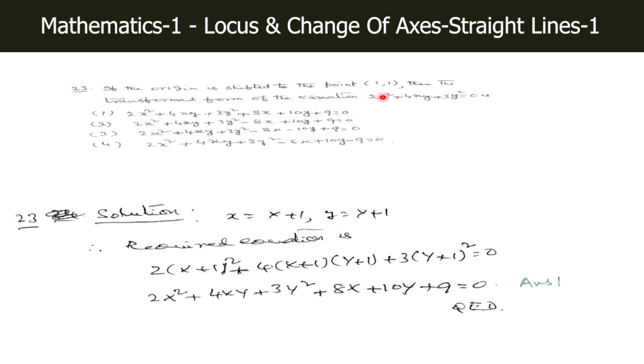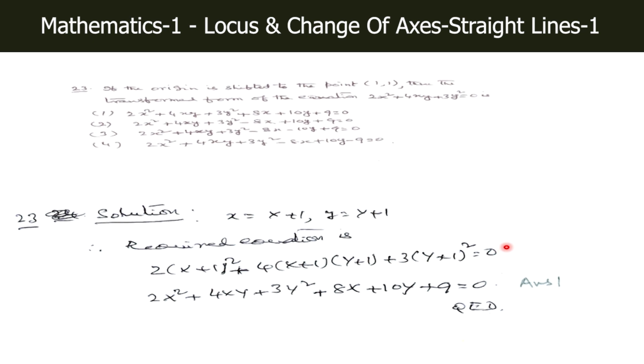Now, as per the translation, if capital X comma Y is the new coordinates of the point whose old coordinates are small x comma small y, then you know that small x is equal to capital X plus 1, small y is equal to capital Y plus 1. So, the required equation is: substitute capital X plus 1 and capital Y plus 1 in the given equation in place of x and y. So, that we will have 2 into X plus 1 whole square plus 4 into X plus 1 into Y plus 1 plus 3 into Y plus 1 whole square is equal to 0.